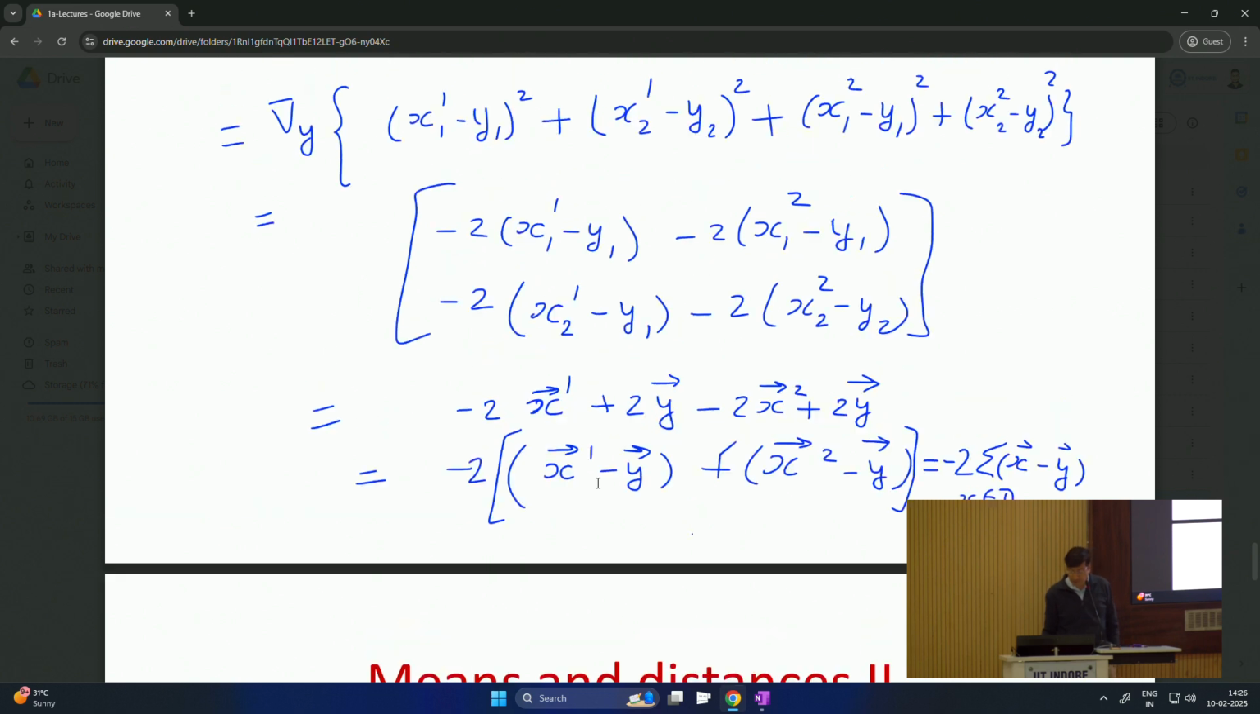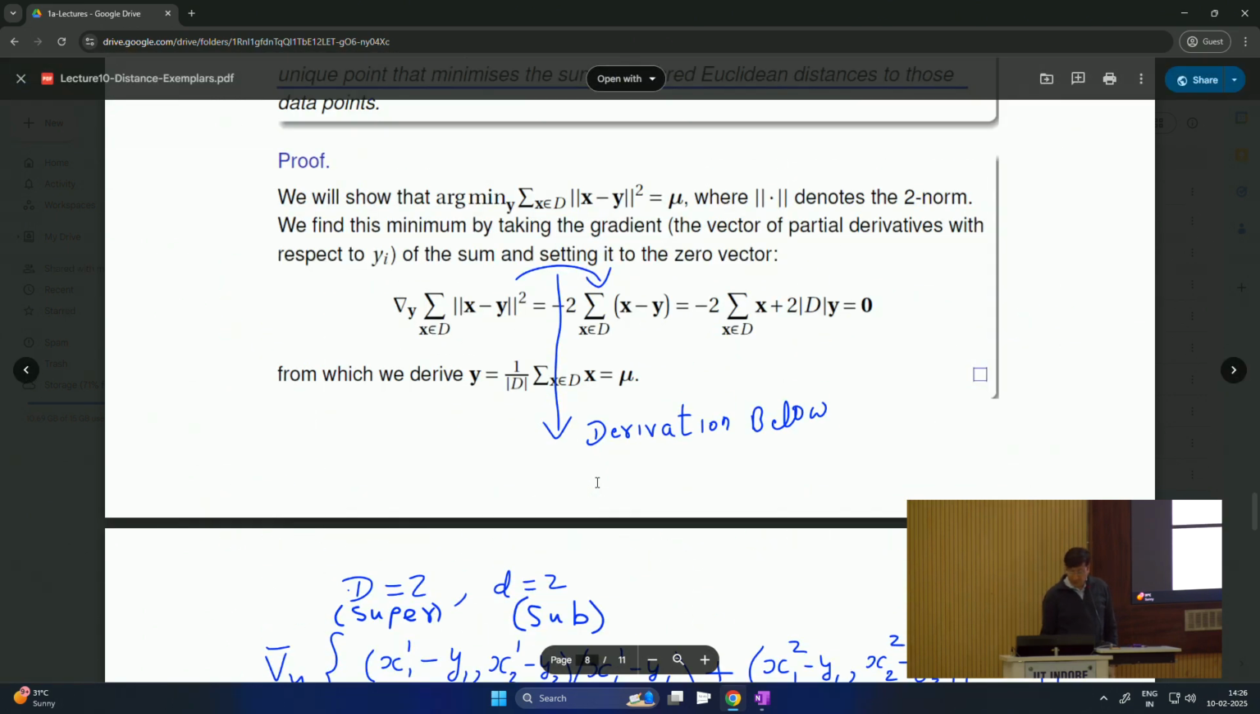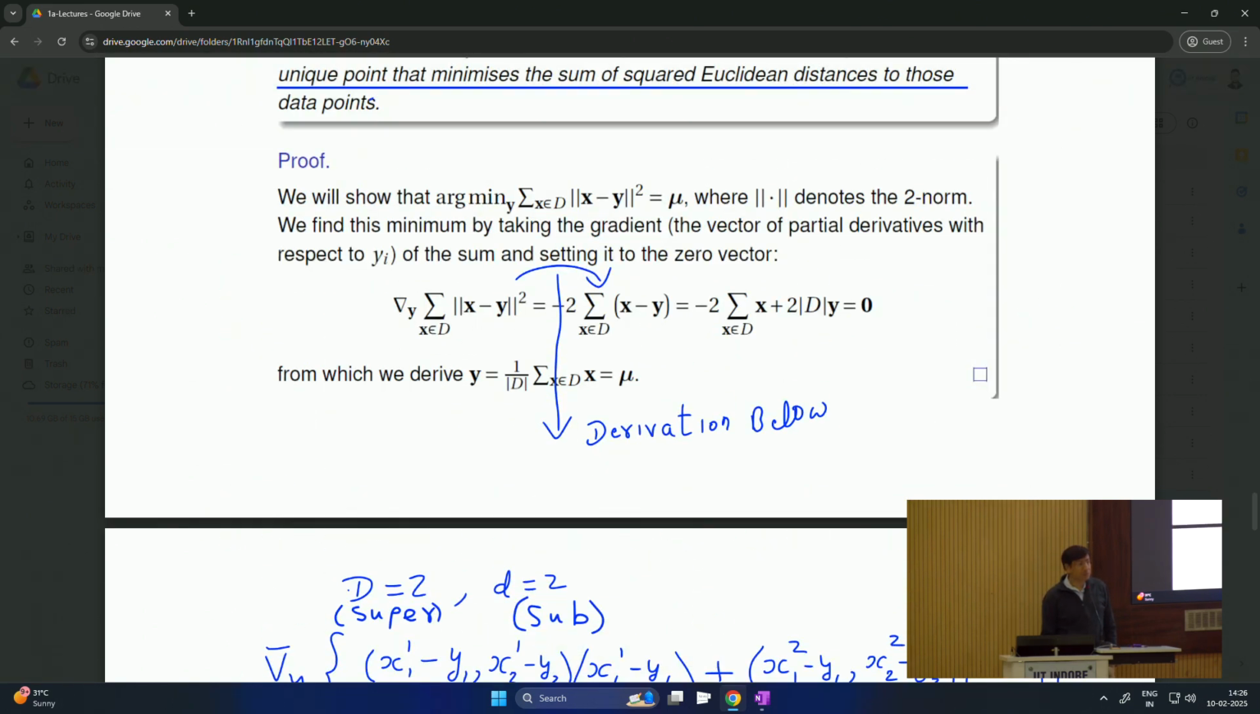So what we did, we went from this step to this step, which I just showed you. Now I expand this step. If I expand it, it is minus 2 summation over x, and there is minus 2 summation over x of y. Now y is independent of x, so adding the summations of y will just bring the cardinality of D, the number of points we have.